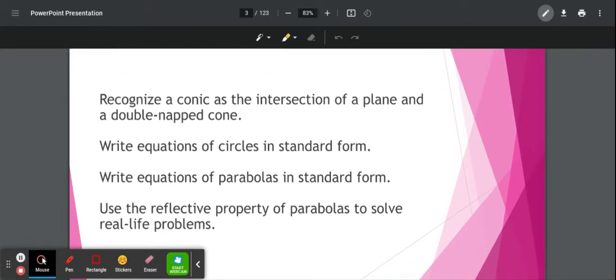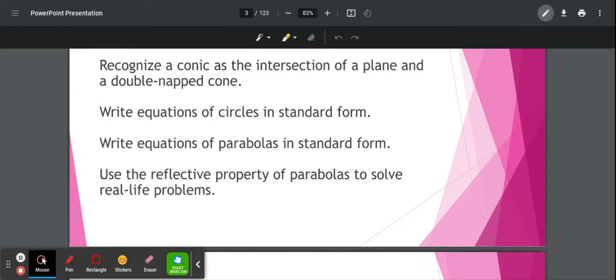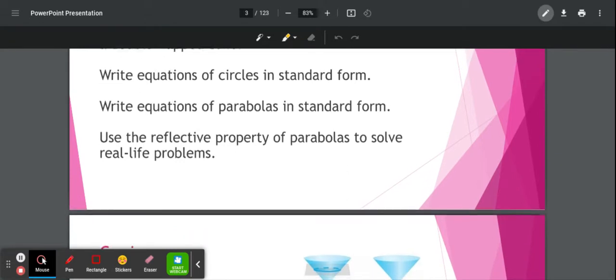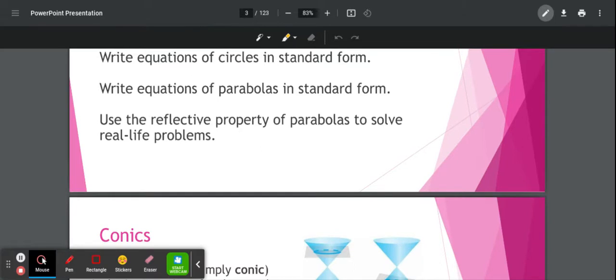So what we're going to talk about today is to recognize a conic as an intersection of a plane and a double napped cone, and we'll have a picture of that here in a minute. Write equations for circles in standard form, write equations of parabolas in standard form, and use the reflective property of parabolas to solve real-life problems.